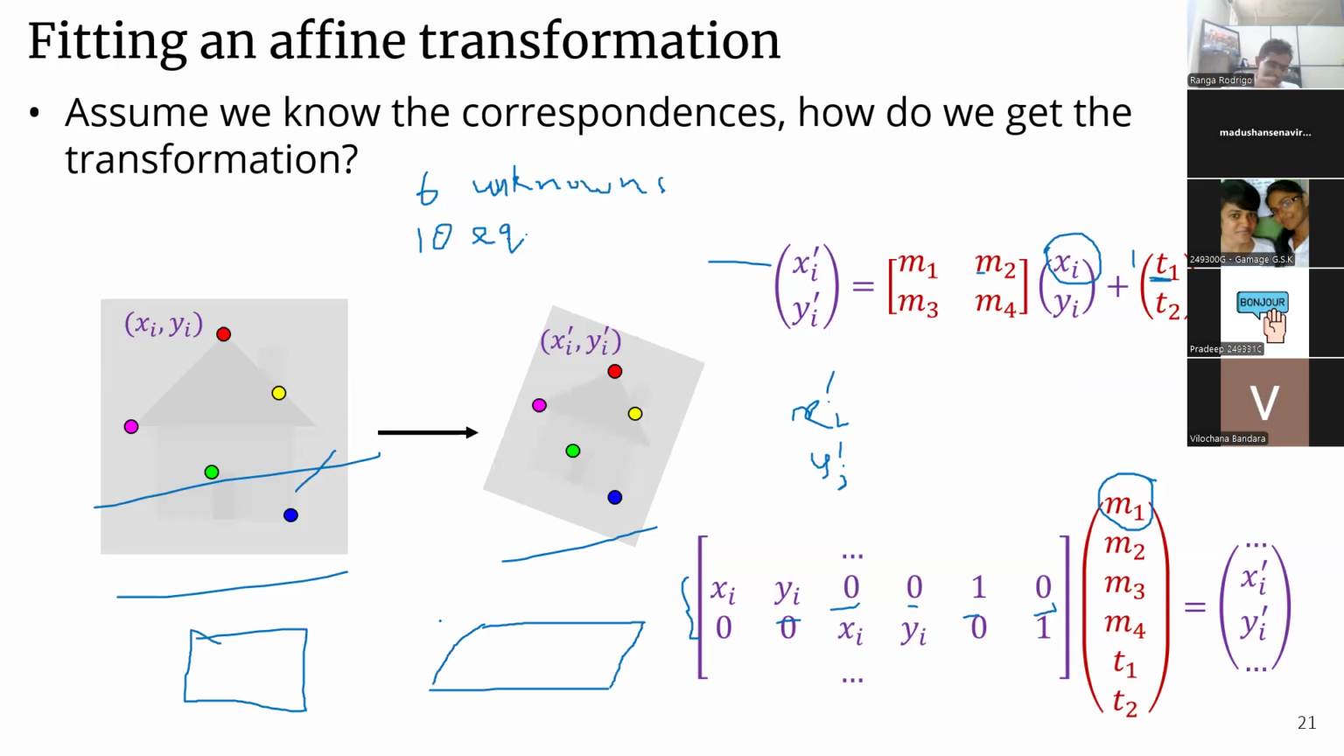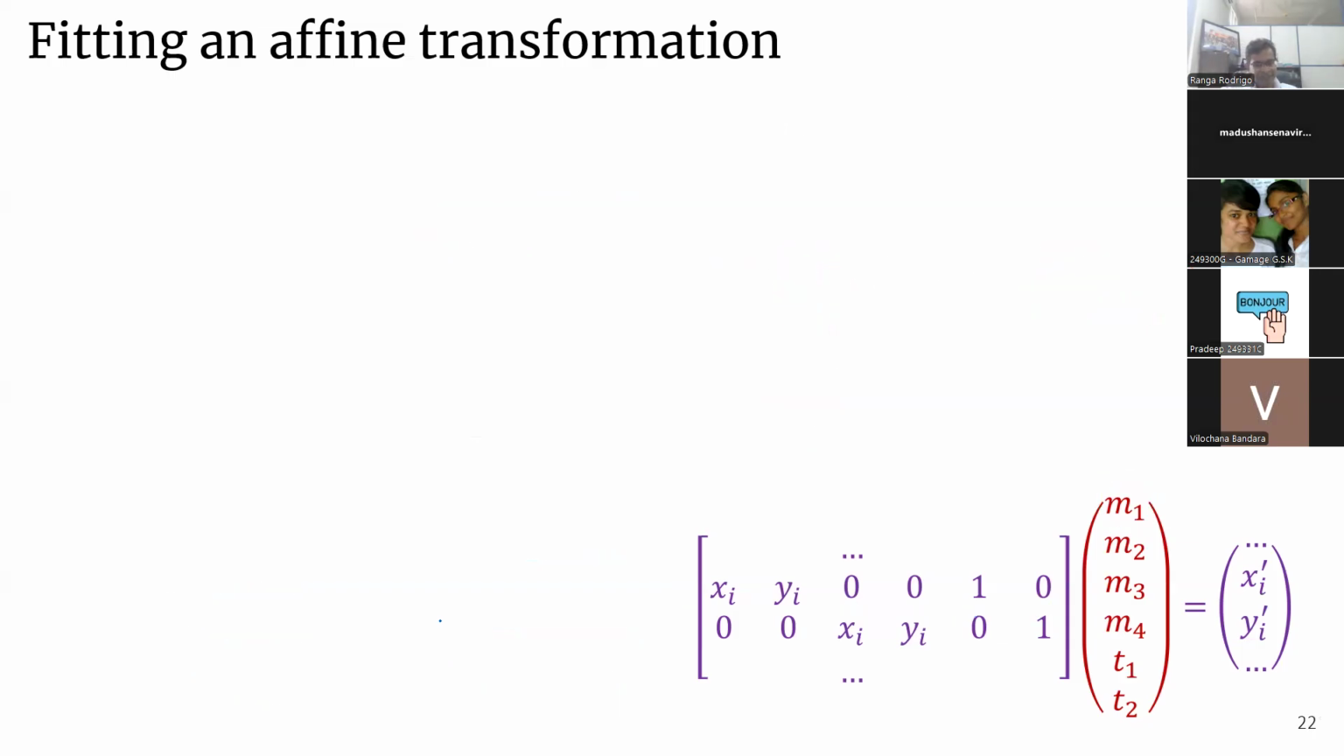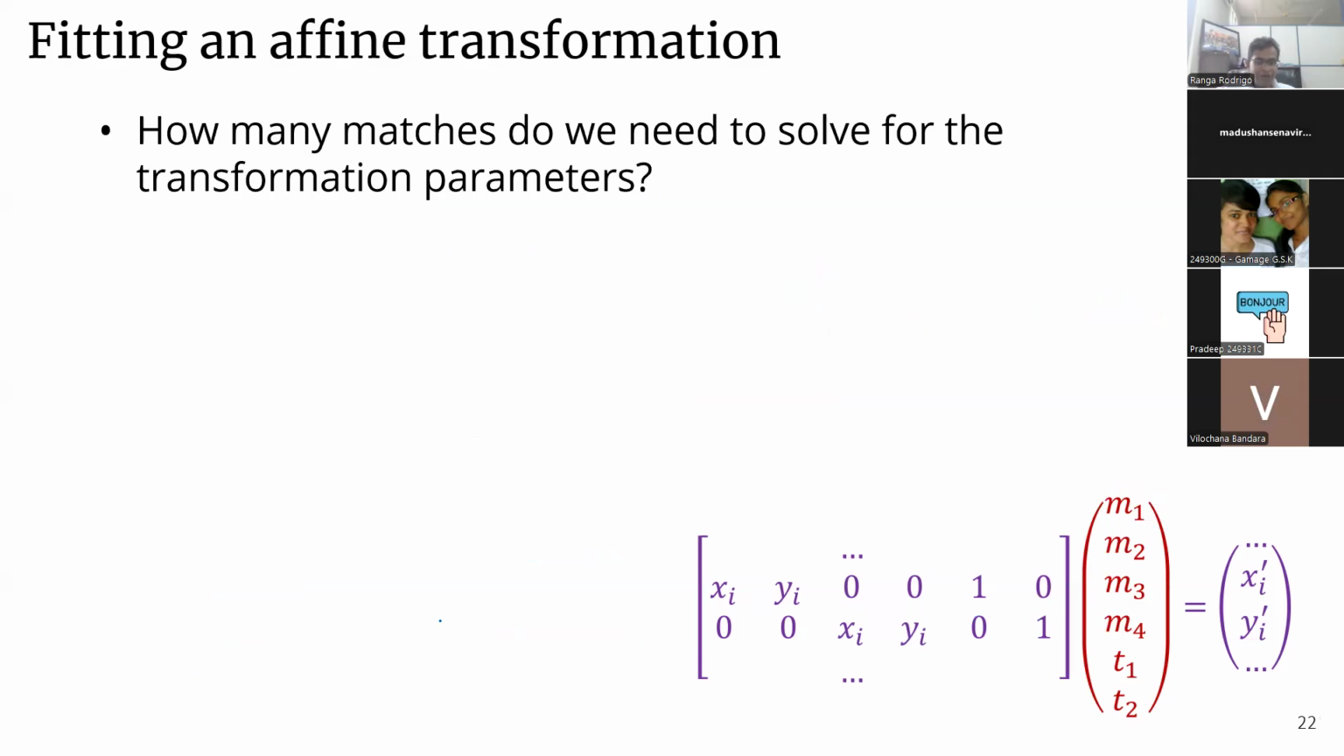So when you draw different diagrams like this, you can realize that you only need 3 point matches for that. You only need 3 point matches. With 3 point matches, your transformation is well defined of the parallelogram that you get from the rectangle. All right. So how many matches do we need to solve for the transformation parameters? So something like this. So you need 3 point matches.